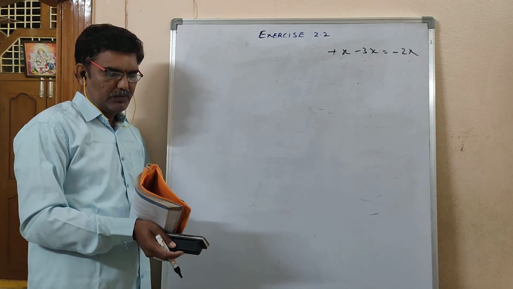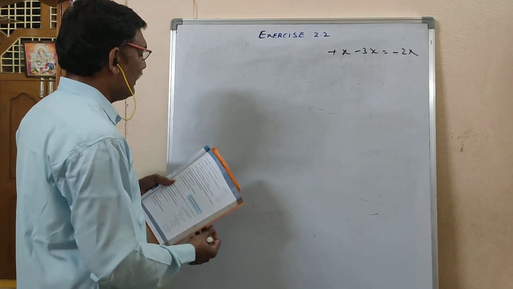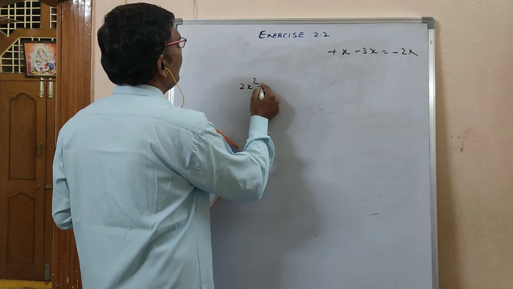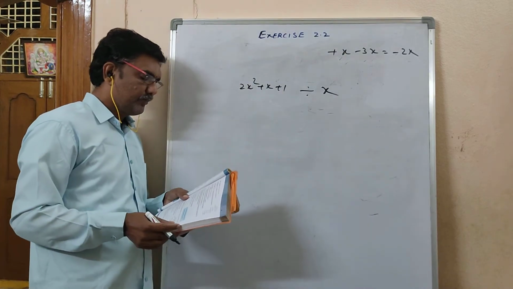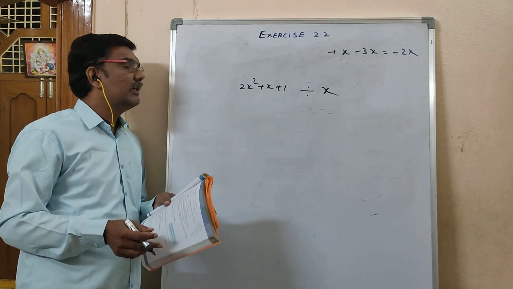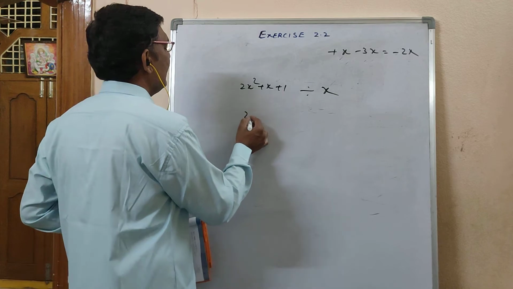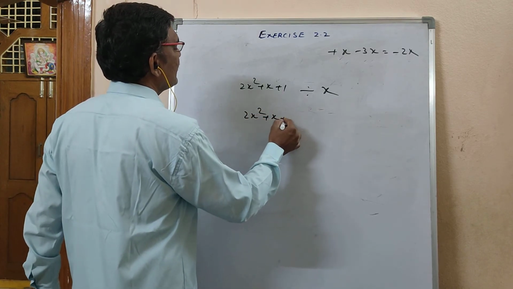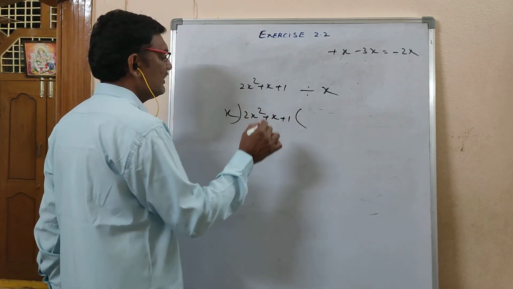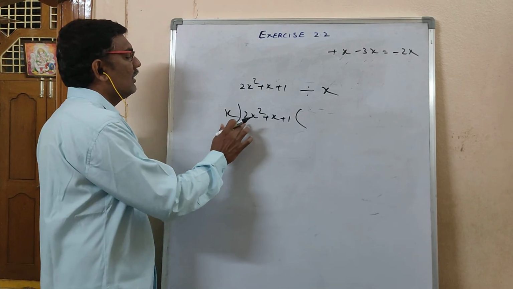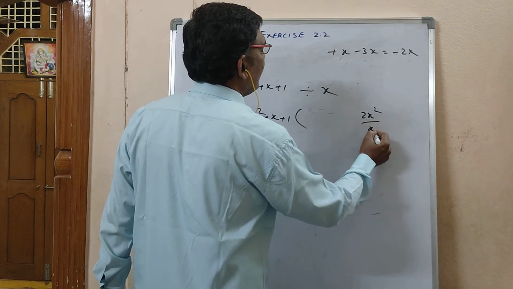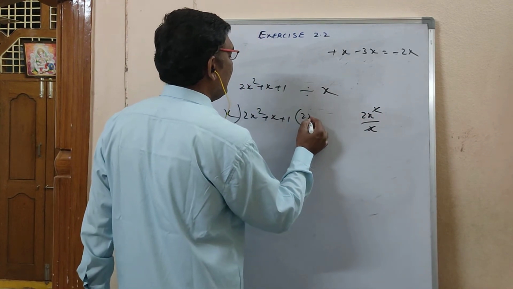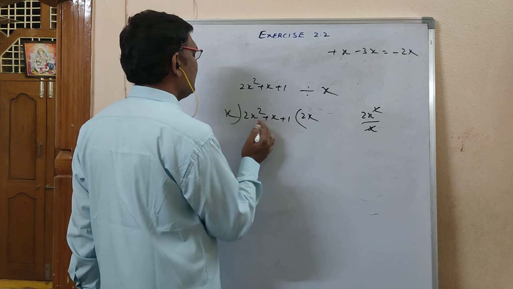Now one more smaller one is 2x square plus x plus 1 divided by x. You have to divide this entire thing with x. How you have to do? Same I said, 2x square plus x plus 1 is dividend, x is divisor. So I said this first divided by this first. 2x square divided by x. X cancelled. What is remained here? 2x. X into 2x is how much?